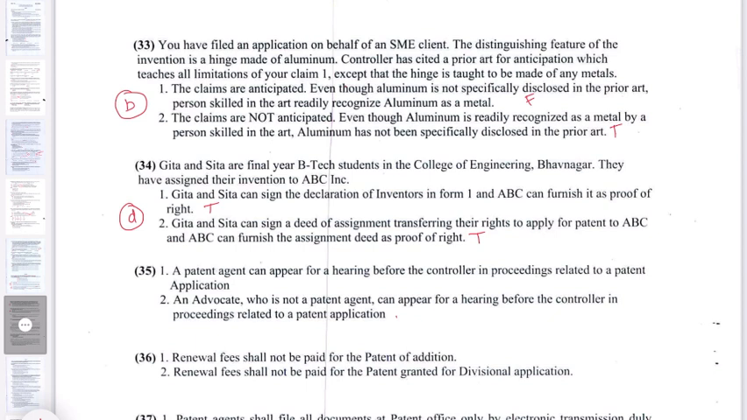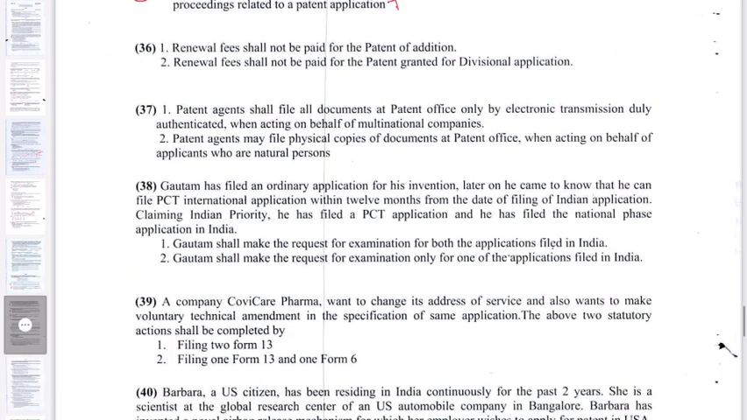Next question. 36. Renewal fees shall not be paid for the patent of addition. This is true. And the second sentence is renewal fees shall not be paid for the patent granted for divisional application. So this is false. So we have to pay the renewal fee for divisional application. So the correct option is A. First is true, second is false.